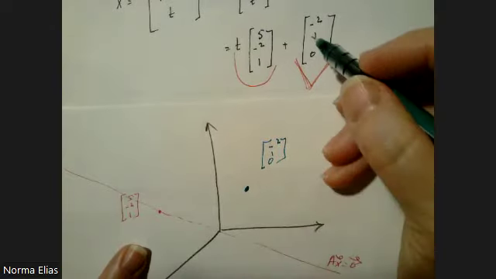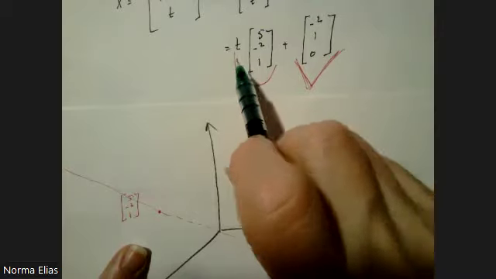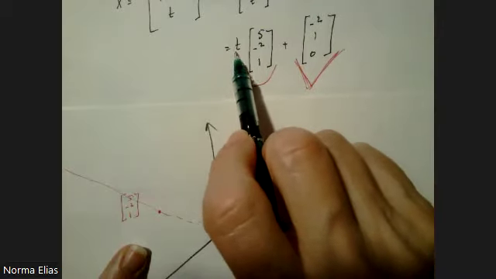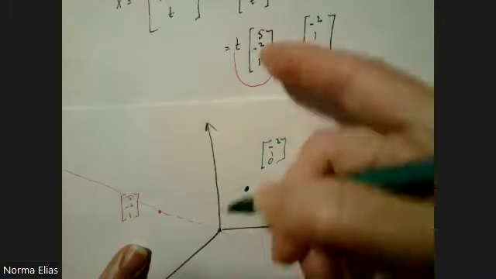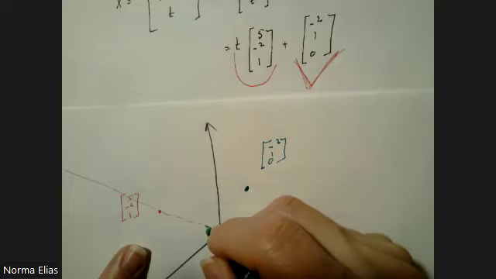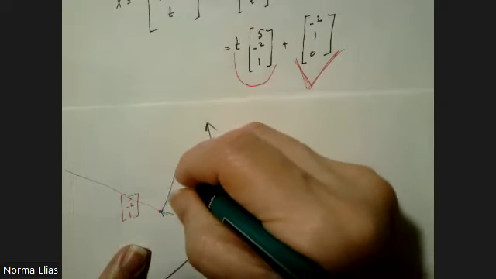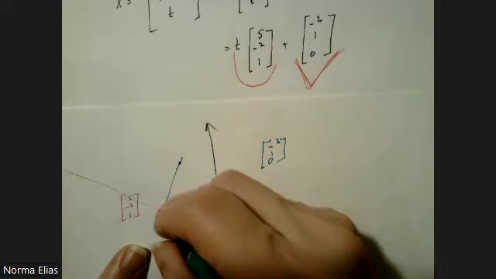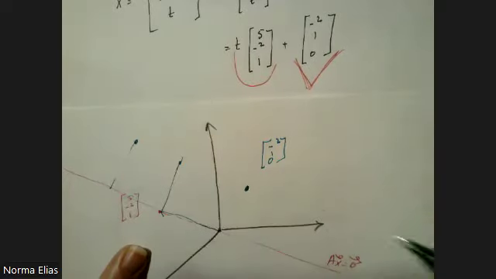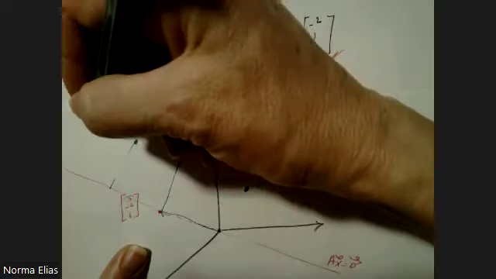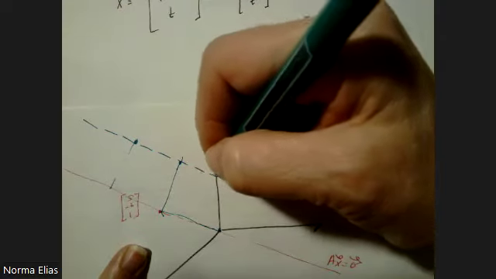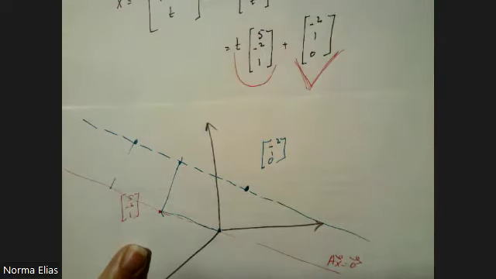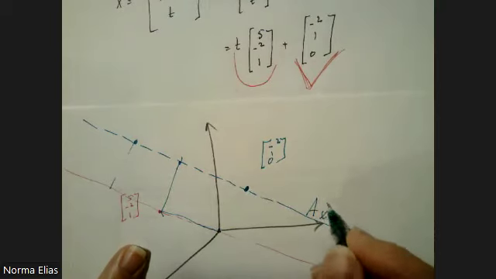That's a solution. Then any other solution is obtained as follows. If you take 5, -2, 1, you scale it, and then you add the vector 5, -2, 0. You scale it, and you add 5, -2, 0. So every other solution is going to be on the line. So this is going to be the solution of Ax equal to b.